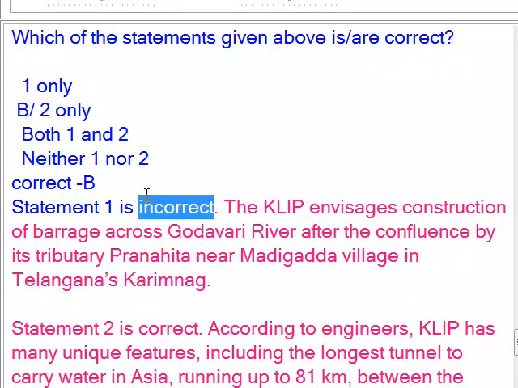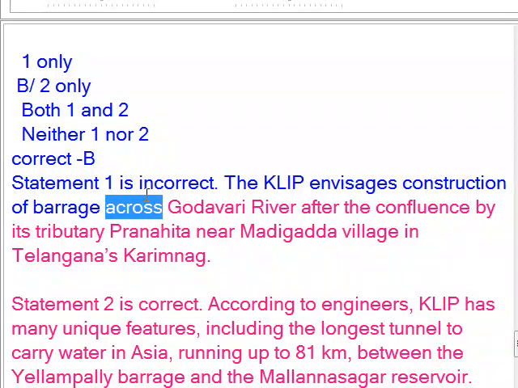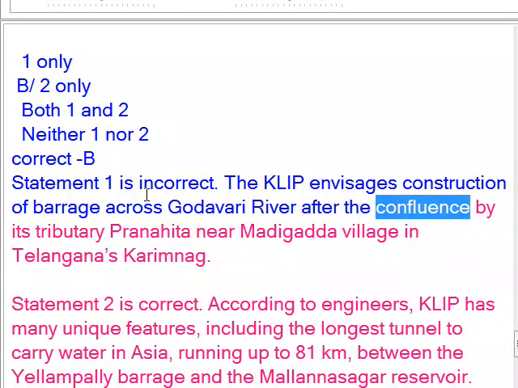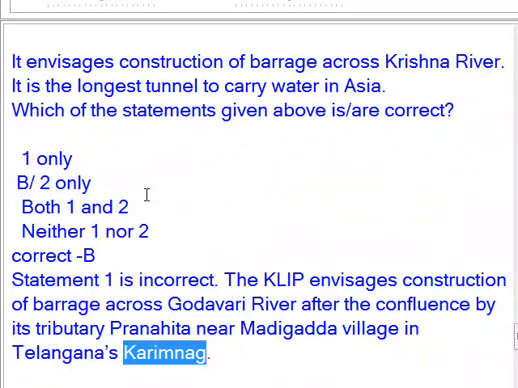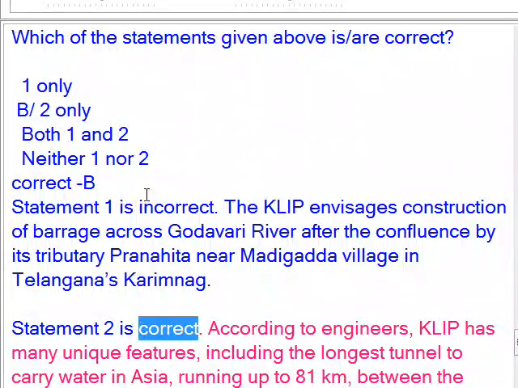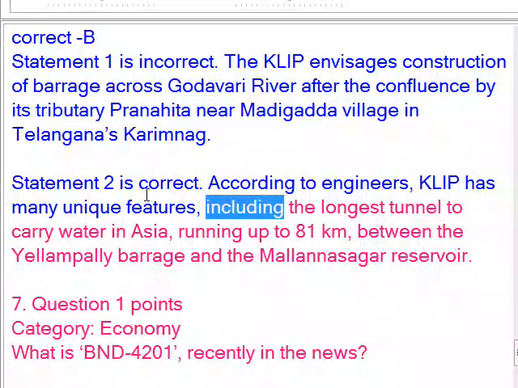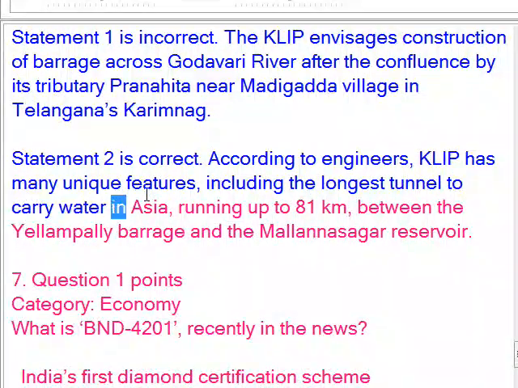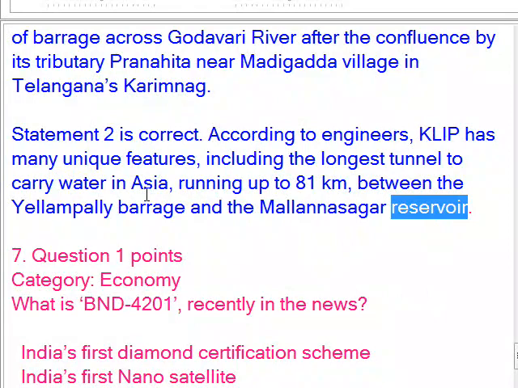Correct: B. Statement 1 is incorrect. The KLIP envisages construction of barrage across Godavari River after the confluence by its tributary Pranahita near Medigadda village in Telangana. Statement 2 is correct. According to engineers, KLIP has many unique features, including the longest tunnel to carry water in Asia, running up to 81 kilometers, between the Yellampalli Barrage and the Mallannasagar Reservoir.